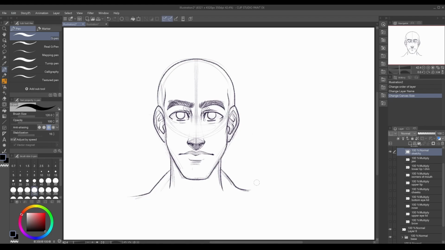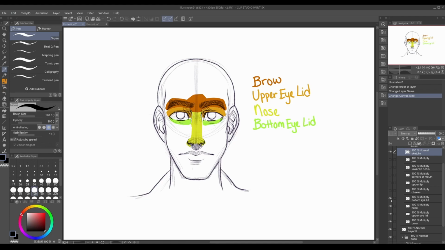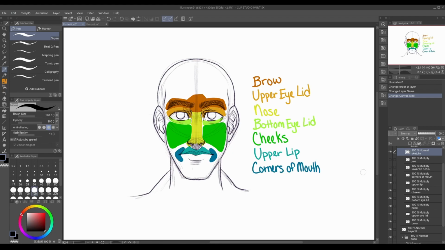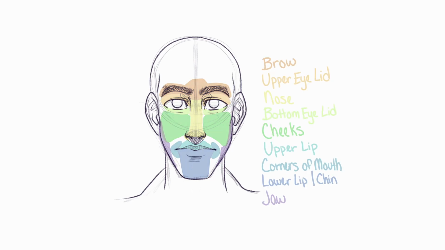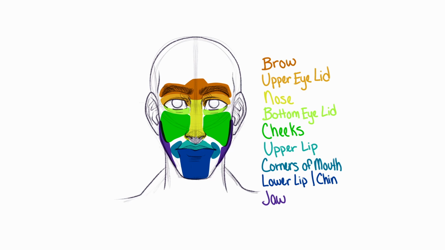I have mapped out the face in sections that display our emotions. There are areas of the face that control expression: the brows, the upper eyelids, the nose, the bottom eyelids, the cheeks, upper lips, corners of the mouth, lower lip and chin, and then the hinges of the jaw. Keep in mind, this is not representing the anatomical muscle structures of the face, but key expression areas that we use every day in our faces.